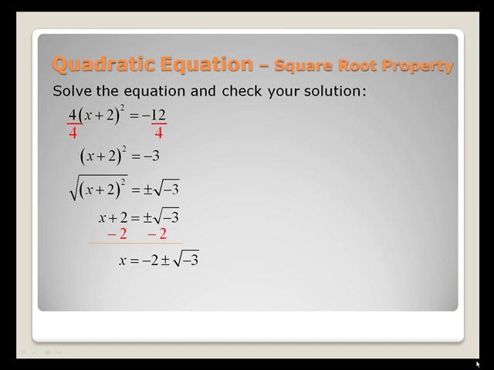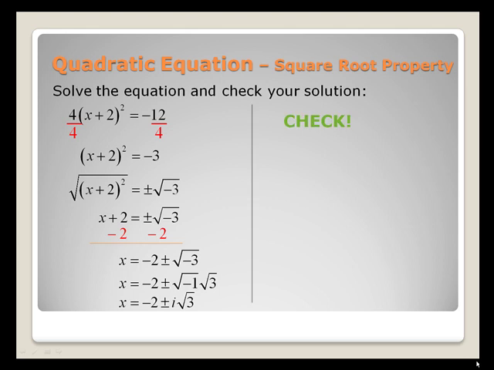Look at our square root. Notice the negative 3 under the square root? This means that we have an imaginary number. We can simplify this imaginary number by splitting that square root of negative 3 up into the square root of negative 1 times the square root of positive 3. That square root of negative 1 can be replaced with an i. So our solution is x equals negative 2 plus or minus i square root of 3. That really represents two solutions: one with a plus sign, another one with a minus sign.